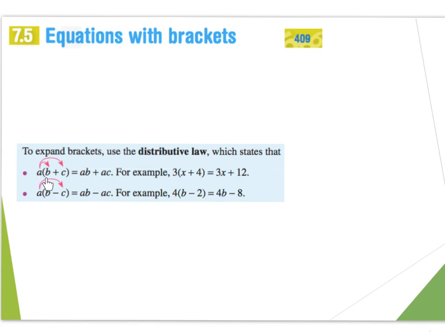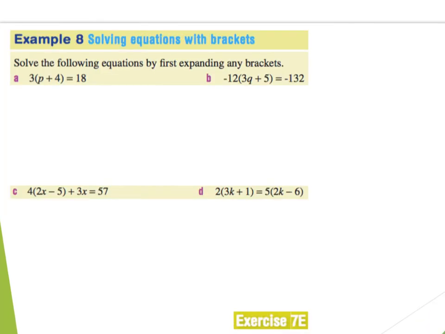So we're going to have A times B will give us AB. A times C is positive AC. If there's a negative in the bracket, we say A times B is AB, A times negative C is negative AC. If there's any questions, go back to chapter 5, do a few, and then we will be ready for the next part. And with that information, my dear Watson, you are ready to solve equations with brackets.